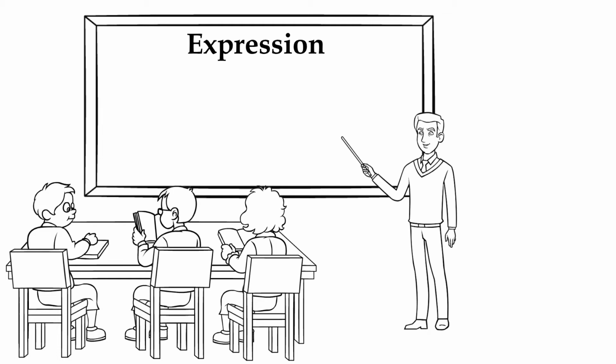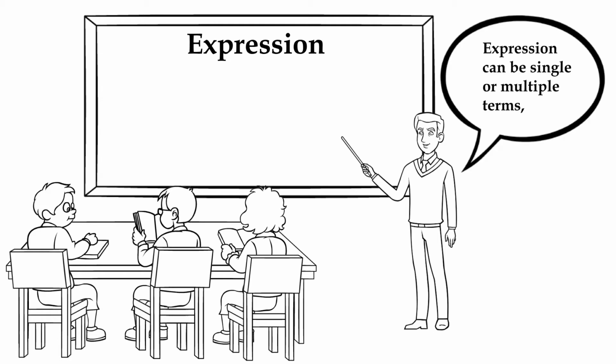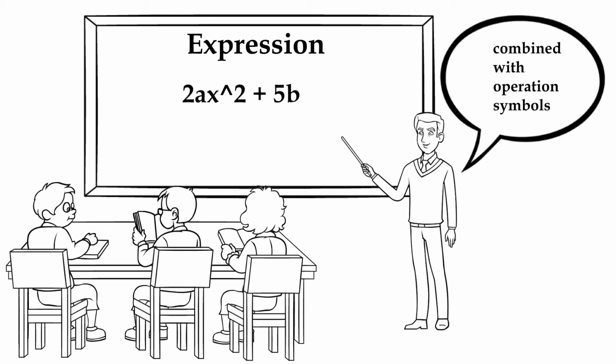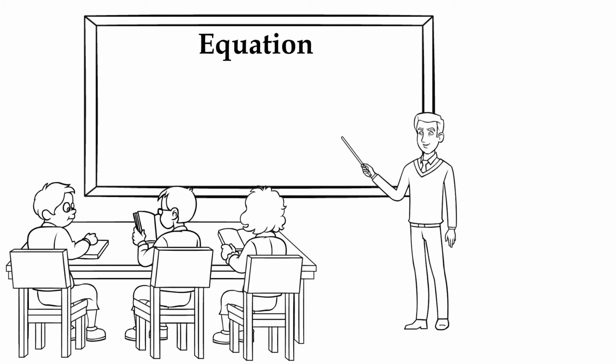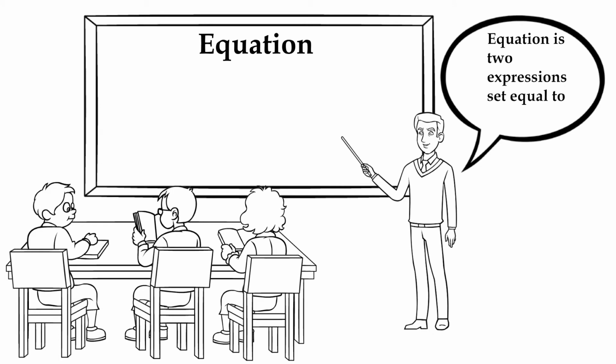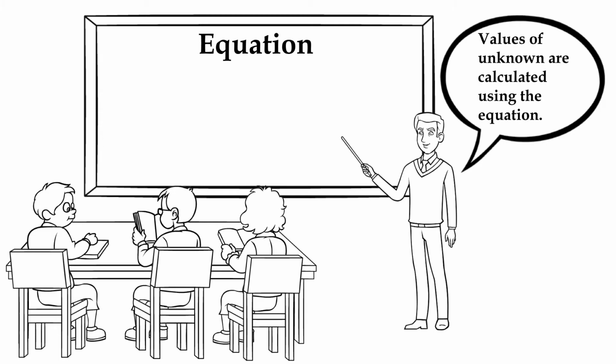An expression is a mathematical phrase, with one or multiple terms, used to denote the value of something. For example, 2ax squared plus 5by plus 7 is an expression with 3 terms. An equation is a mathematical sentence that states two expressions are equal to each other. With an equation, the values for unknown elements can be calculated. For example, 10x minus 5y equals x plus y is an equation that says the value of 10 times x minus 5 times y is equal to x plus y.